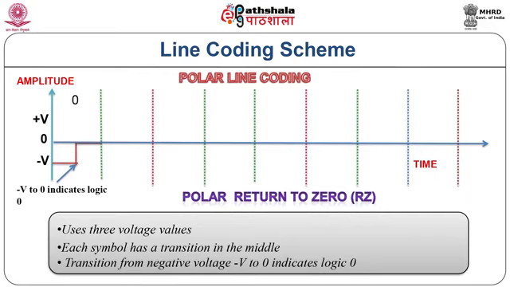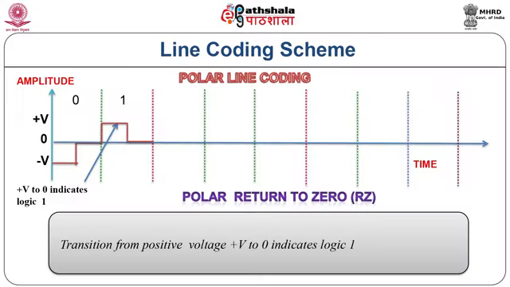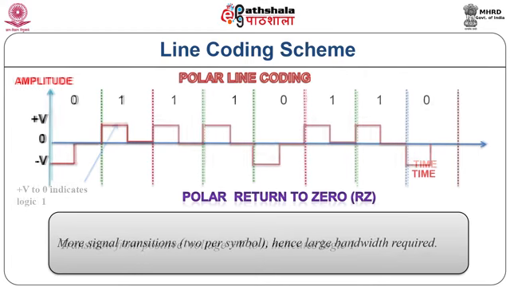Each symbol has a transition in the middle. Either transition from high to zero or from low to zero indicates symbol value. This scheme has more signal transitions and therefore requires a wider bandwidth. As seen in figure, a transition from negative voltage to zero indicates logic 0. A transition from positive voltage to zero indicates logic 1. Figure shows how to represent binary data sequence 0111 0110 in polar RZ code.